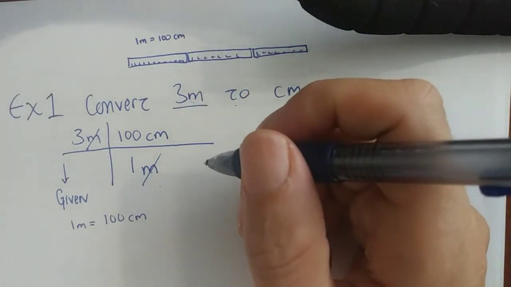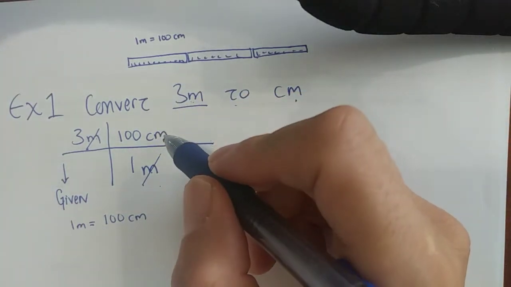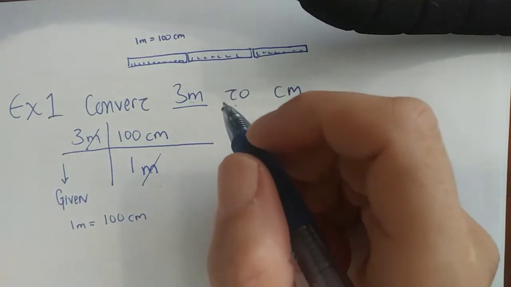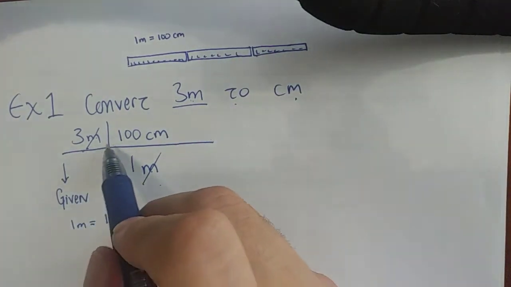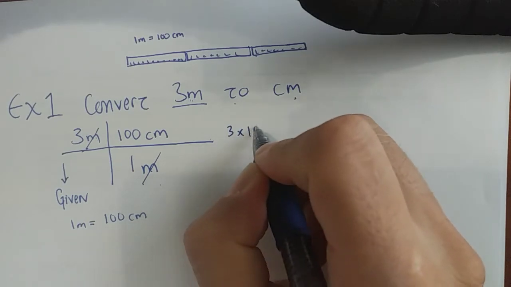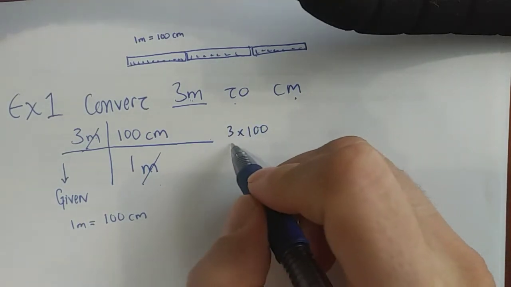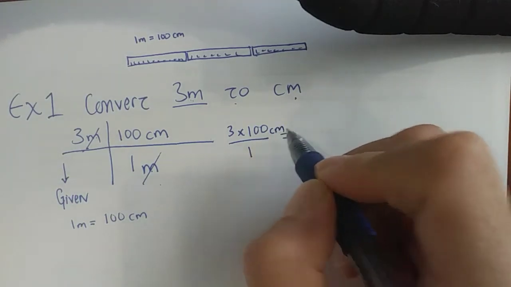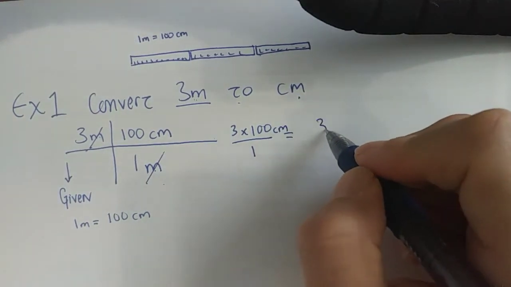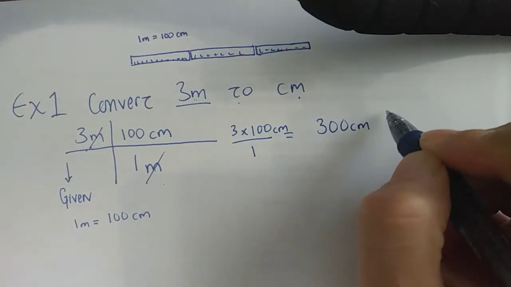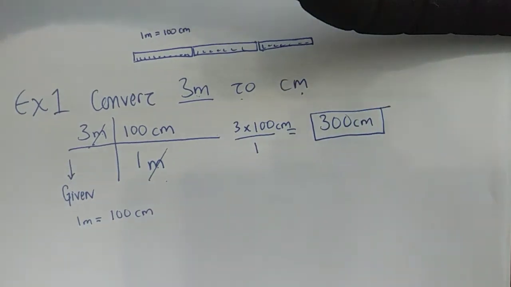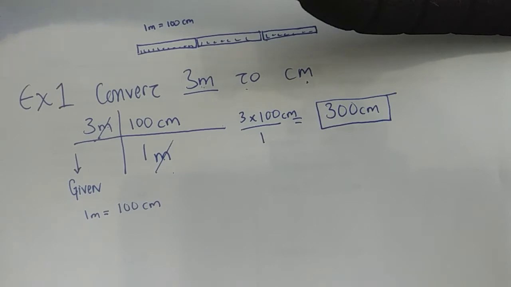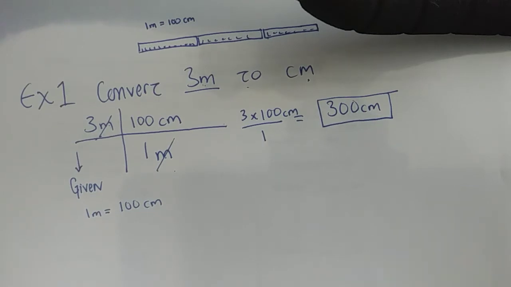So now the unit I have left is centimeters. So we multiply across. 3 times 100. We divide by the bottom, which is just 1. So we get 300. Oh, and then we still have the centimeters there. So we get 300 centimeters. And that's it. That's how you do these problems. So you write down what's given, do the fence, find your conversion factor, multiply across the top, divide by the bottom.